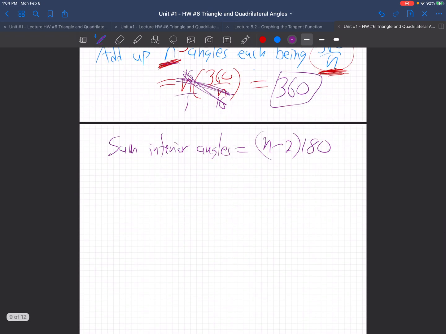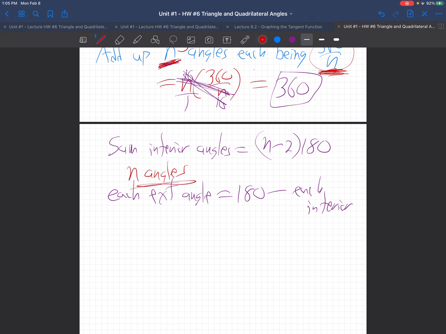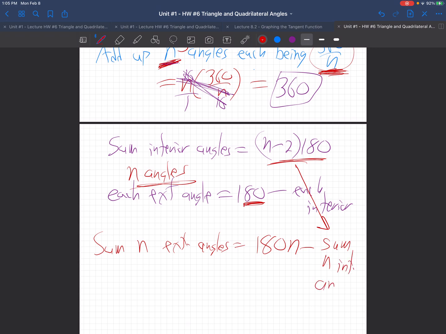So each exterior angle is 180 minus each interior. So then if you add up all n exterior angles, well then the sum of all n exterior angles is going to be, each time you're going to take the 180 minus the interior. So you're going to take 180 n times minus the sum of all n interior angles. Now this is probably confusing. So each exterior is 180 minus each interior.